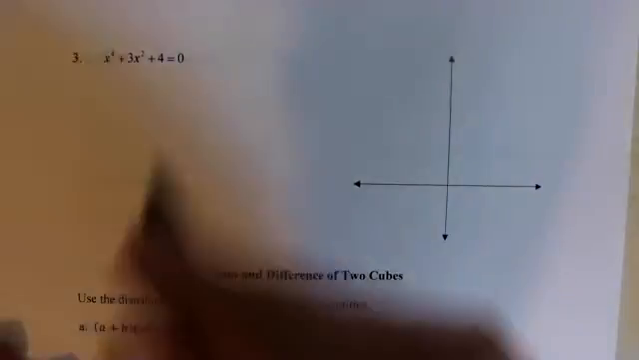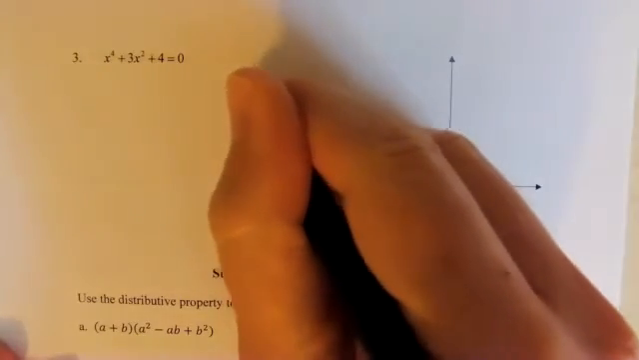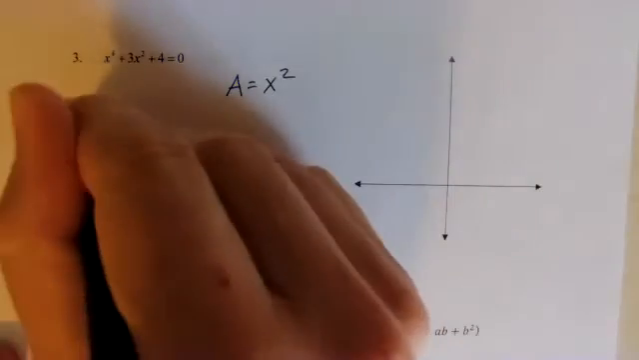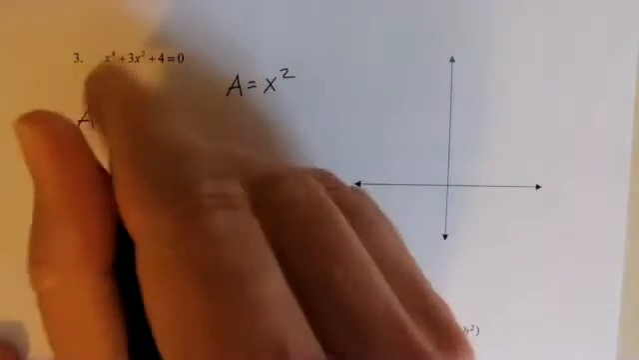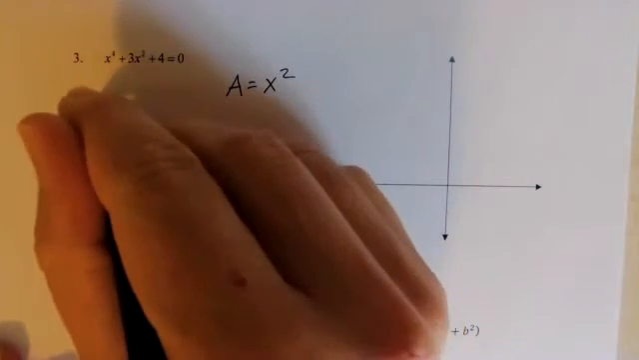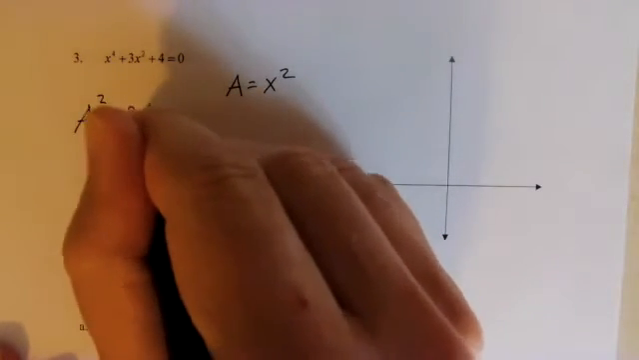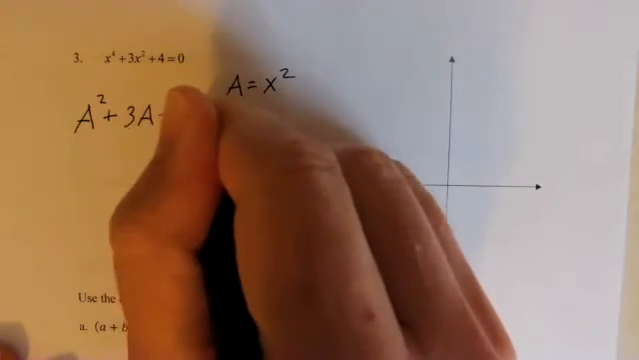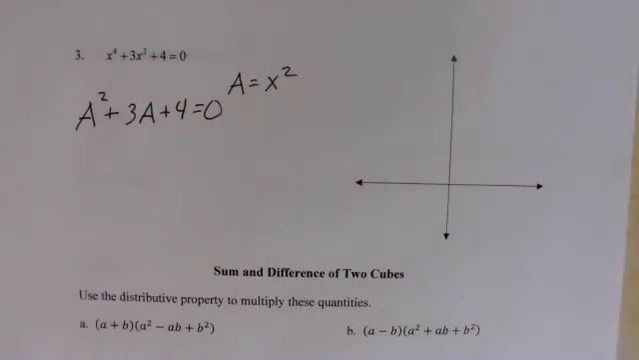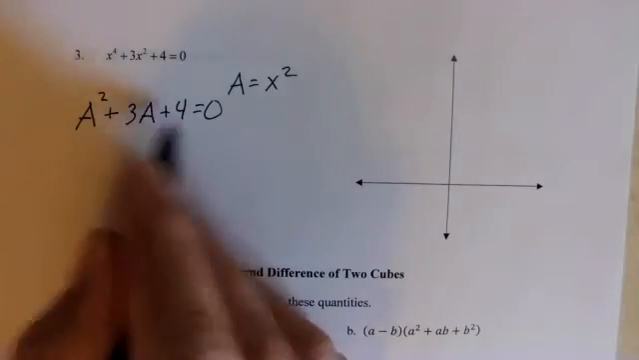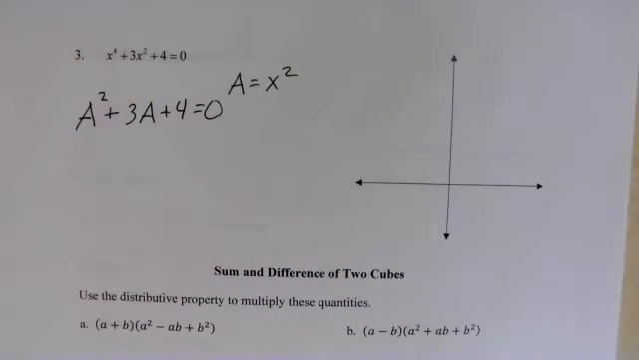This guy, we can try that same trick for. We can say that a equals x squared. We could write this as a squared plus 3a plus 4 equals 0. And again, you might be thinking of 4 and negative 1, but that's not going to work this time. In fact, this appears to be unfactorable. I don't think that there is a solution.